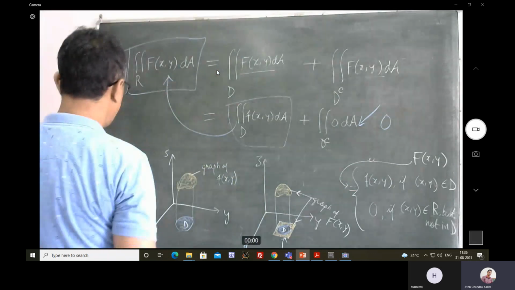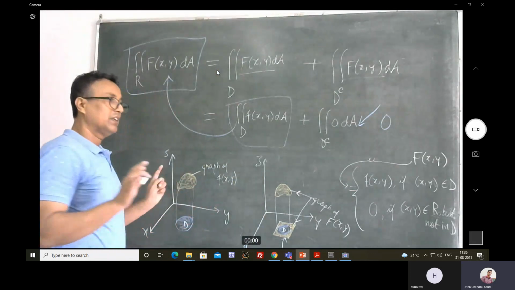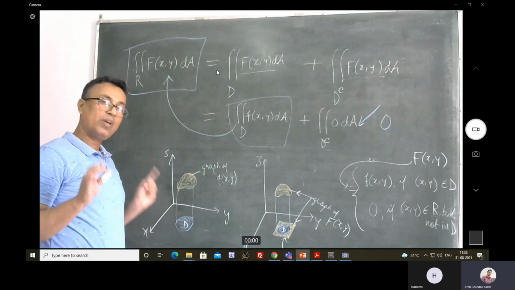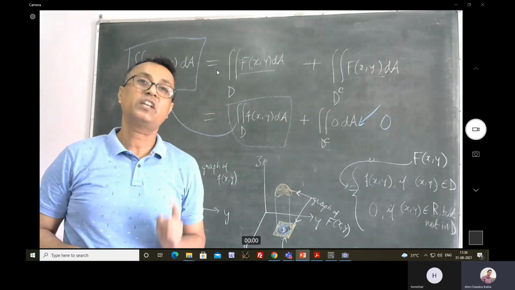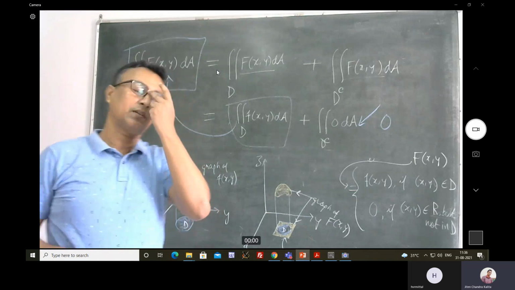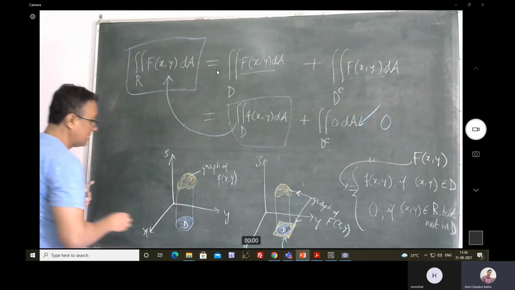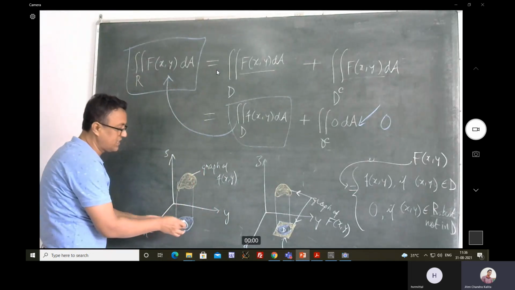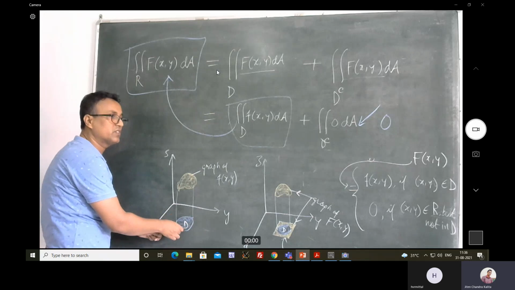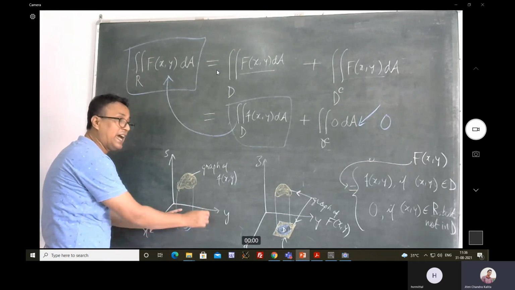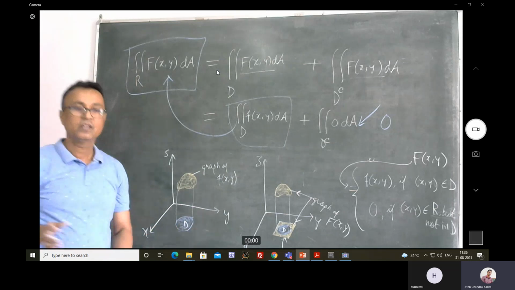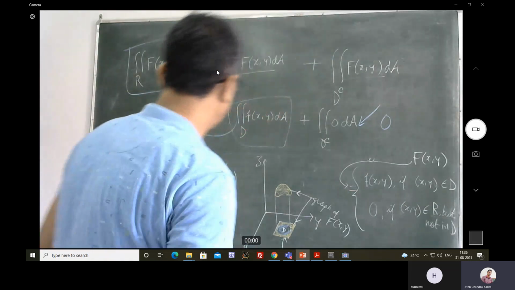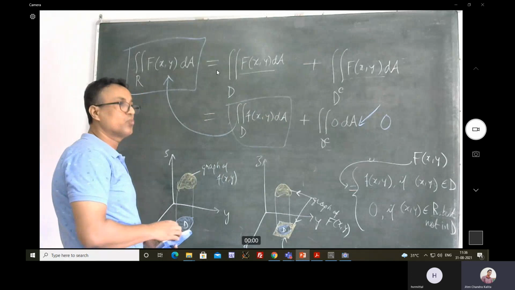So this brings me to a very important concept. Whenever you want to perform a double integral over a general region, the first task is about defining this general region D and enclosing it inside a rectangular domain. Okay, fine. So now let us see how we can do that.